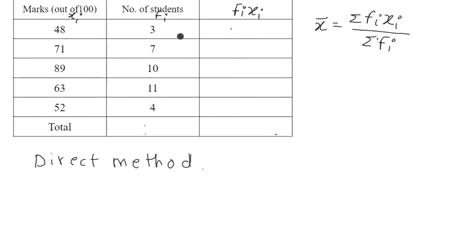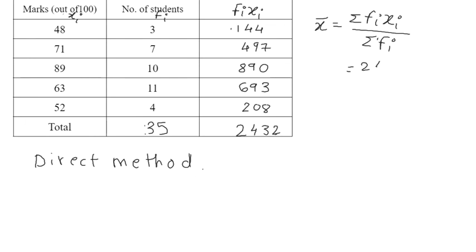So what is 48 into 3? That is 144. Similarly, we are going to find this column, like next is x2 into f2, that is 71 into 7, that is 497, then 890, then 693, then 208. So let's have a total of this column in order to find the summation fi into xi. That is 2432. So what is the summation fi? Let's have a total of this column, that is 35.